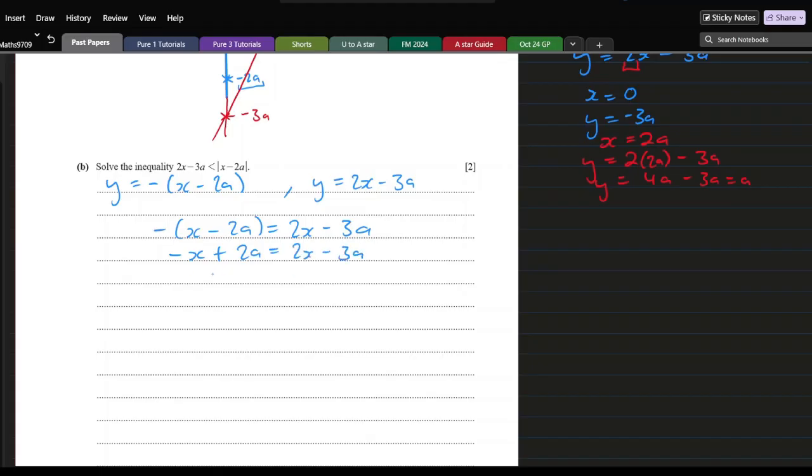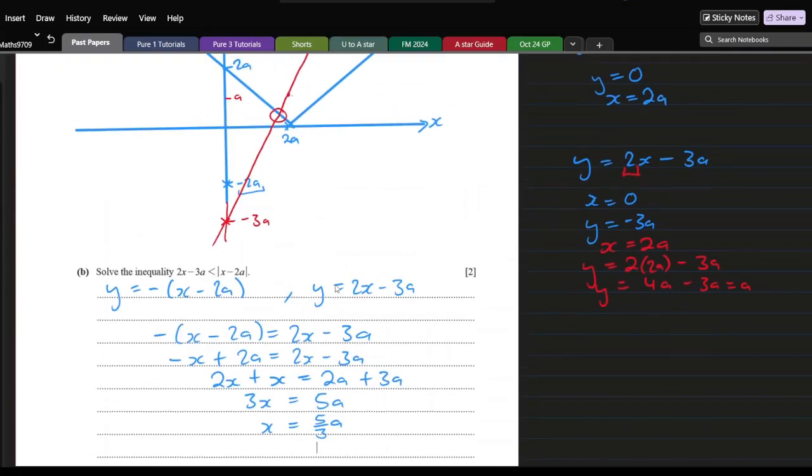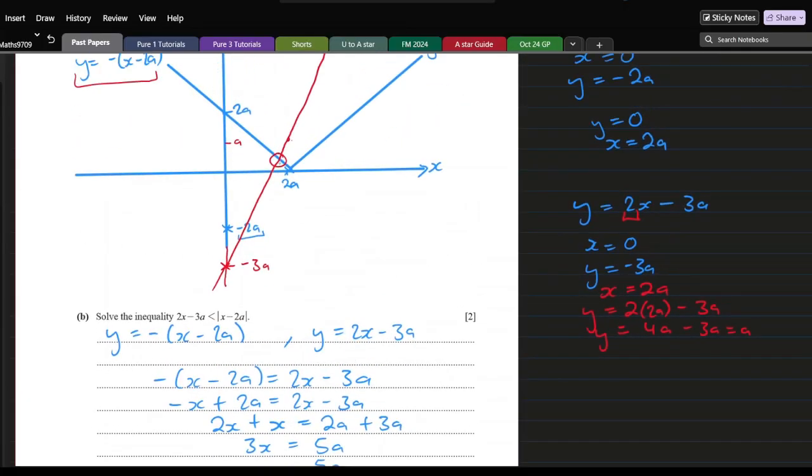And now we want to make x the subject of the formula. So that's 2x plus x is equal to 2a plus 3a. So 3x is equal to 5a. Divide both sides by 3, x is equal to 5 over 3 a. So what this means is that our point of intersection here is at 5 over 3 a.